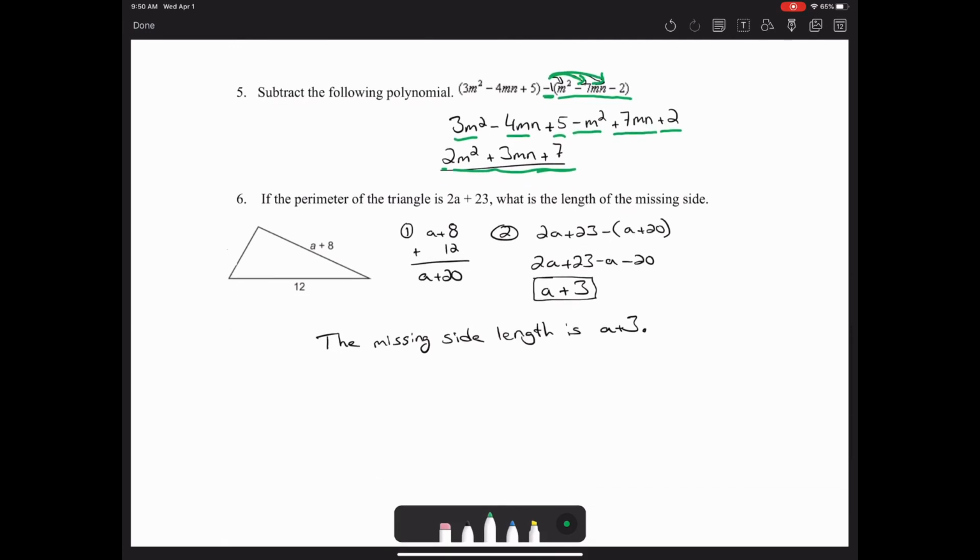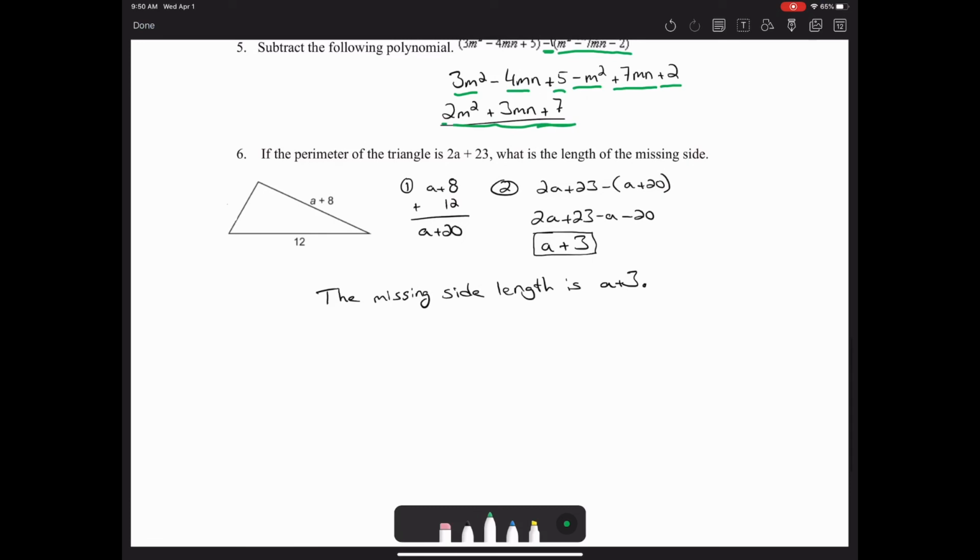And then the very last one, it's a perimeter question. So remember, perimeter, we're adding all the sides together. So first step is I'm going to figure out what the two sides I know are. So that's this one and this one. I add them together and I get a plus 20.